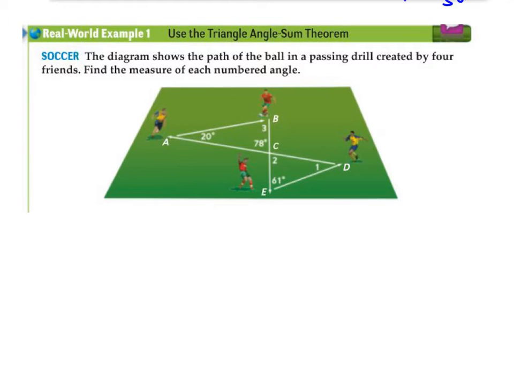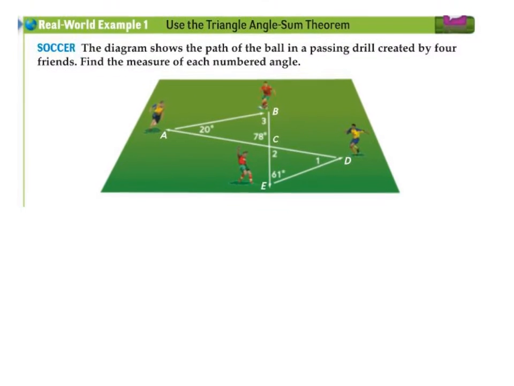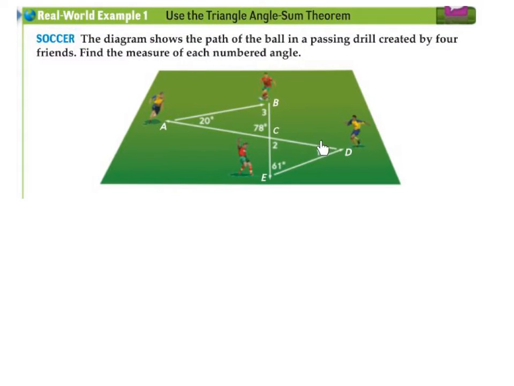The diagram shows the path of a ball in a passing drill created by 4 friends. So 1, 2, 3, 4 friends. Find the measure of each numbered angle. So with this, we have angle 1, 2, and 3 that we need to solve for. All right, we could start with number 1, but it could be a little challenging.